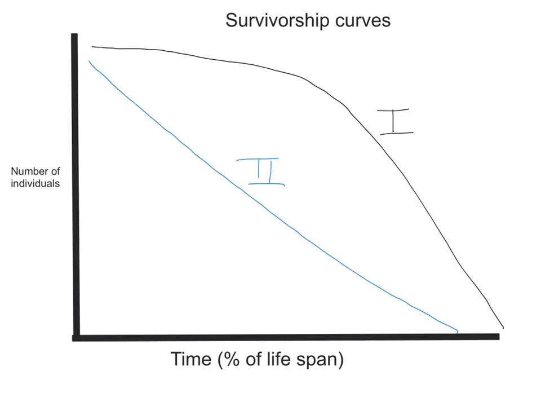A Type 3 survivorship curve starts with a large number of offspring, most of which do not survive until adulthood. After that, we see a leveling off of the population, and most of the survivors will live until old age. Type 3 curves are often seen in organisms such as oysters and insects.